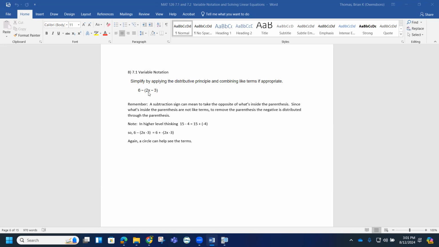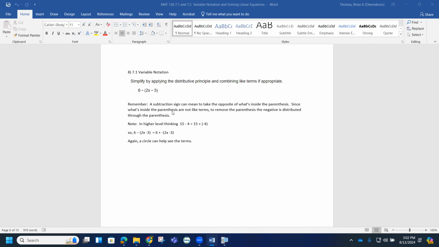Now remember, using the order of operations, 2x minus 3 are not like terms. So we cannot simplify what's inside the parentheses. So the challenge is, is there another way to remove these parentheses? Something to pick up on is subtraction. The subtraction sign can mean to take the opposite of what's inside the parentheses.